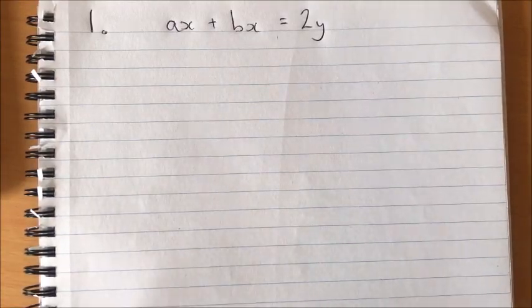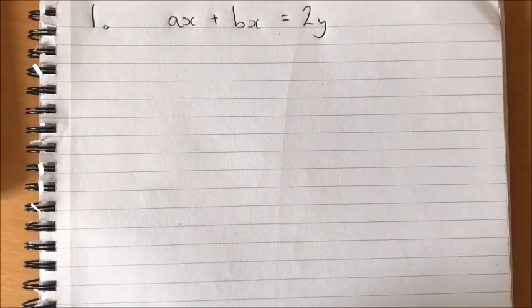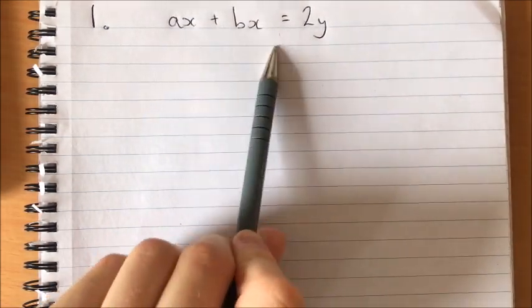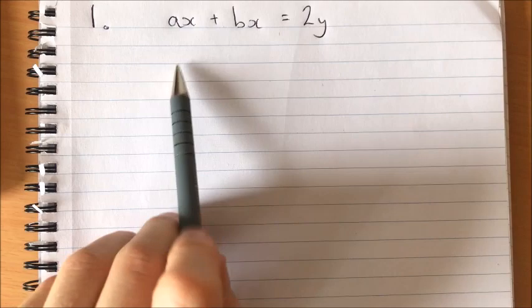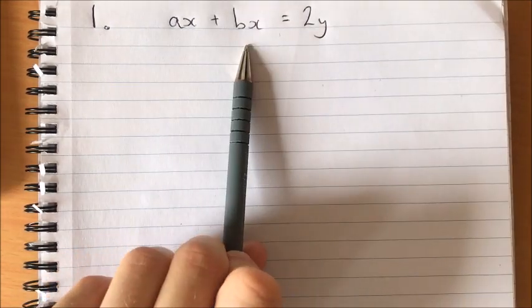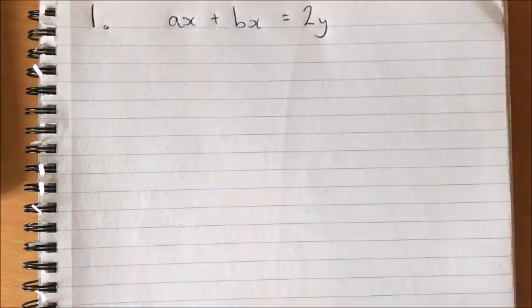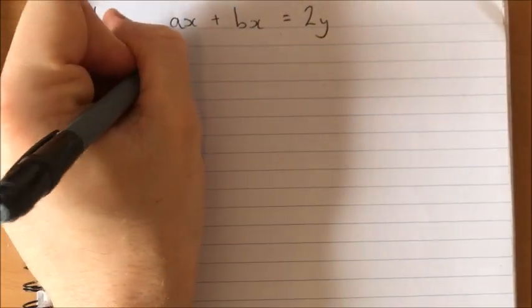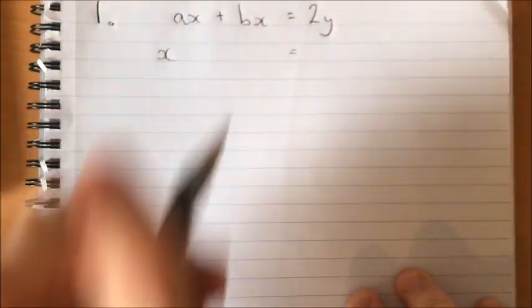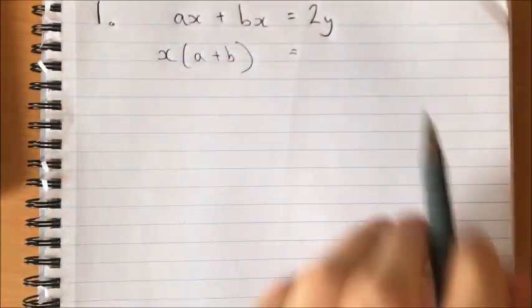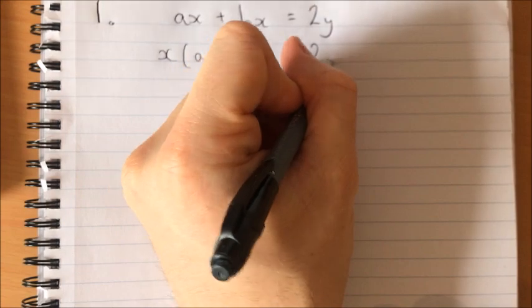Alright, so for question 1, I would like to make x the subject. At the moment, x appears multiple times in my equation. To deal with that fact, all I'm going to do, I'm going to factorise the left-hand side. I'm going to pull out a common factor of x. So if I put x outside of my brackets, that tells me inside my brackets I would have a plus b, and my right-hand side stays the same. I have not touched that yet.